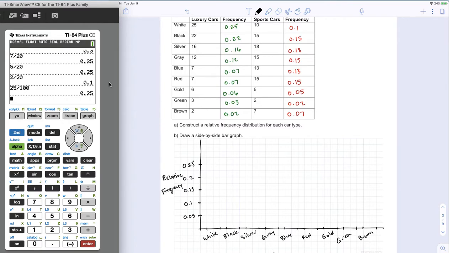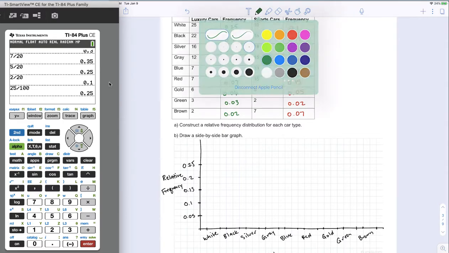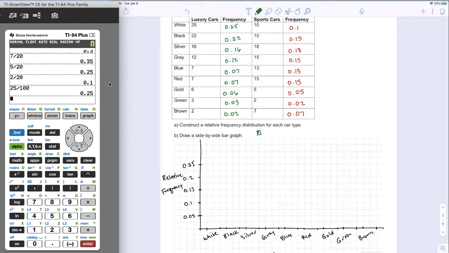Okay, and when you have side-by-side bars, you typically will make them different colors. If you don't have colors, you can make them different patterns, you know, polka dot, stripes, whatever. I'm going to go ahead and go with green for the luxury, red for the sport. So I'll make a little key up here. So green for luxury cars, and I'm going to do red for sports car. So this is my key, so that anyone looking at the graph can know what the different colors represent.